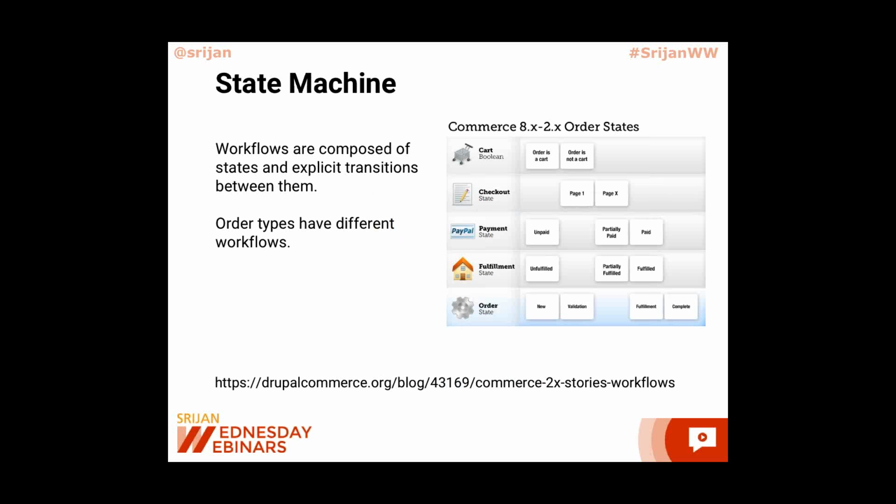We are also using State Machine. State Machine allows you to have workflows that are composed of states and explicit transitions between them, such as it must move from checkout to payment to fulfillment. You can't skip from checkout straight to fulfillment because it has to go through a specific workflow. And each order type can have a different workflow. For more information on that in detail, we'll touch on it a little bit more later, but there's also a Commerce 2.x story that is on the drupalcommerce.org blog.